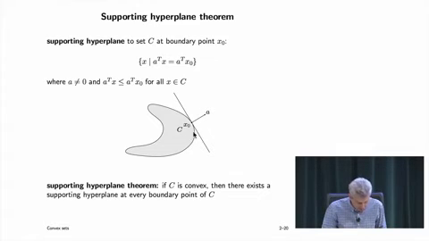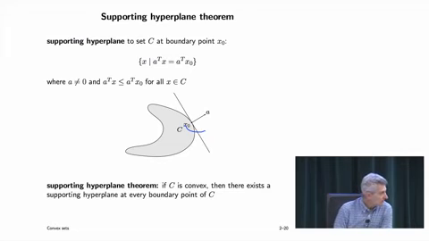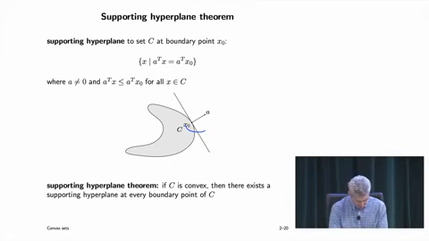This is a picture of what a supporting hyperplane looks like, right? So here you would say that this hyperplane supports C at x0. Another way to say it is there is a linear inequality, or a half space. There's a point on the boundary of C, and there's a half space that contains C. That's one way to say it. Okay, so that's a supporting hyperplane.